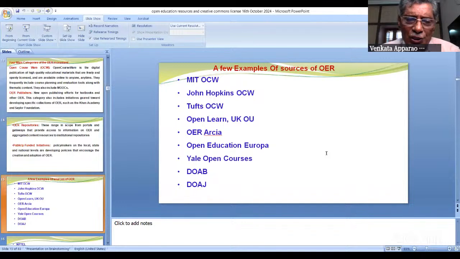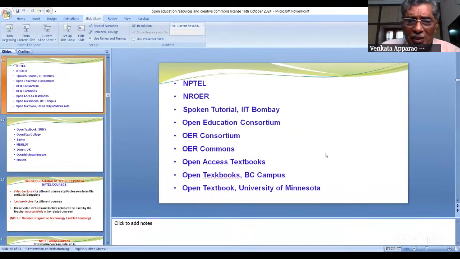Tufts OCW. Open Learn UK OU. OER Asia. Open Education Europa. Yale Open Courses. DOAB. DOAJ. NPTEL is from India. National Program on Technology Enabled Learning. That is from India. NROER. Spoken Tutorial of IIT Bombay.